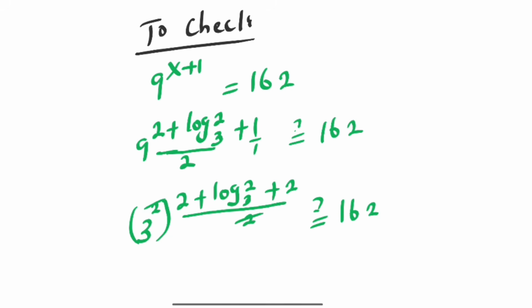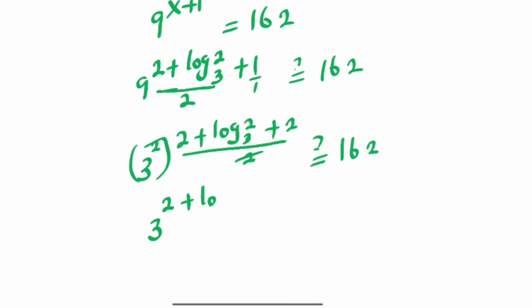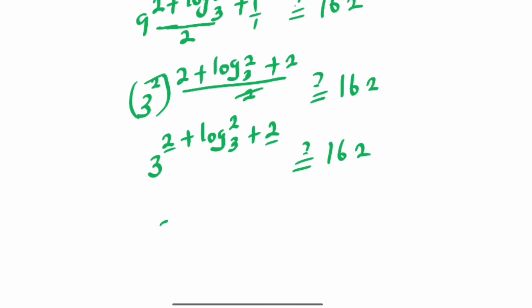These two cancel these two. Then we have 3 raised to power 2 plus log 2 base 3 plus 2 must be equal to 162. These 2 plus 2, that is 4. We have 3 raised to power 4 plus log 2 base 3 must be equal to 162.